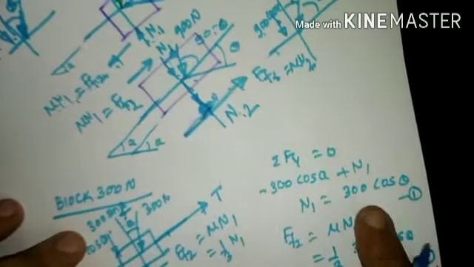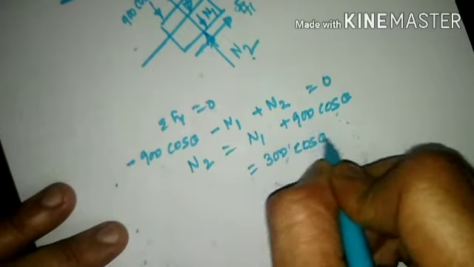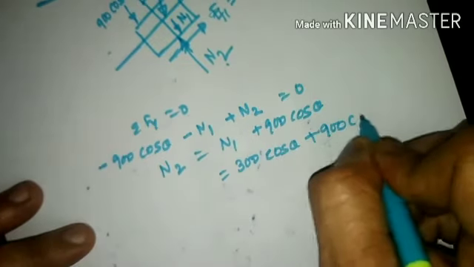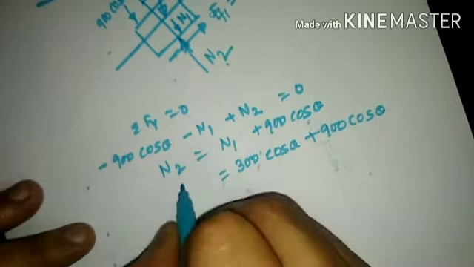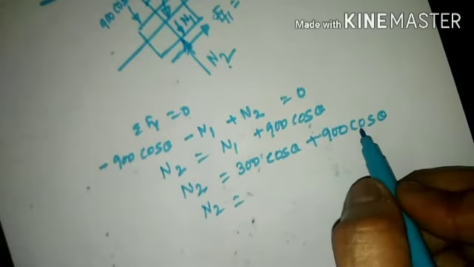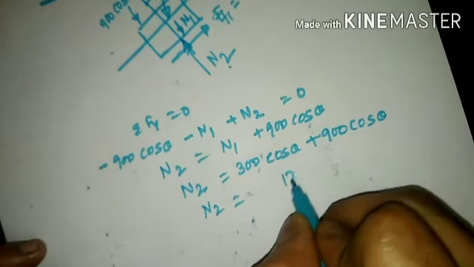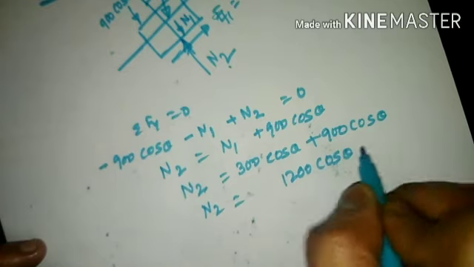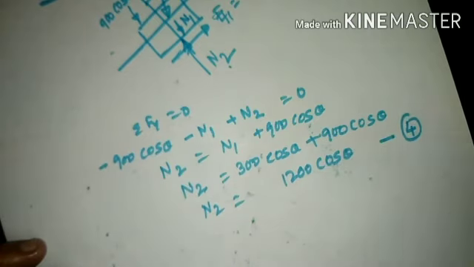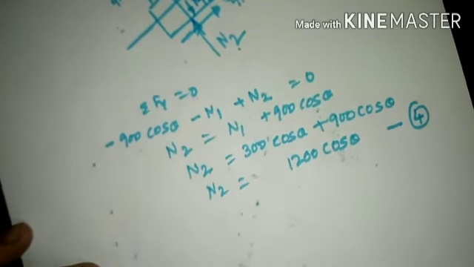Now what is N1 value? N1 value is already been known, which is 300 cos of theta. If I substitute here, N1 will be 300 cos of theta plus 900 cos of theta. So which will be equals to N2. So N2 will be totally, I can take cos of theta common outside. What is left out is 300 plus 900, which will be 1200 cos of theta. So this is equation number 4, because 1, 2, 3 is already considered for block of 300 Newton. So keep this as it is.